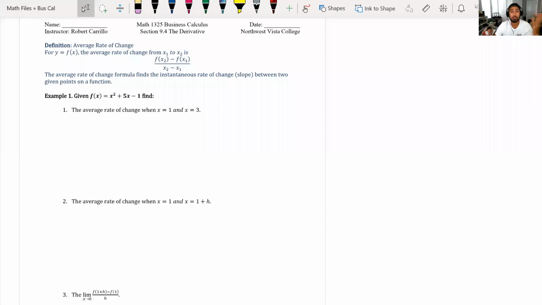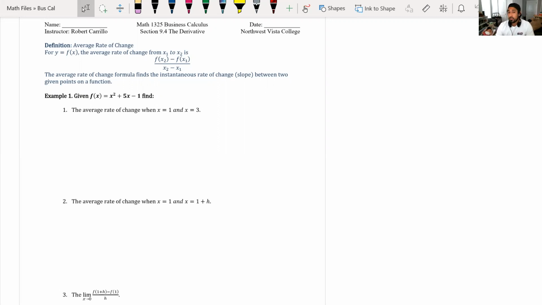All right, everybody. This is 9.4, the derivative. We are learning all about the derivative today. And all the derivative is, is a fancy word for slope. That's all it is. It's a fancy word for slope.